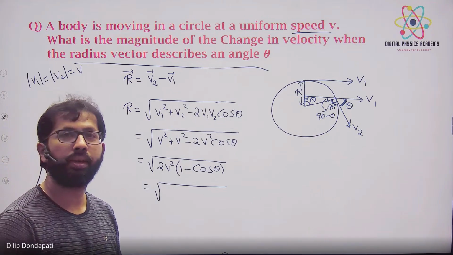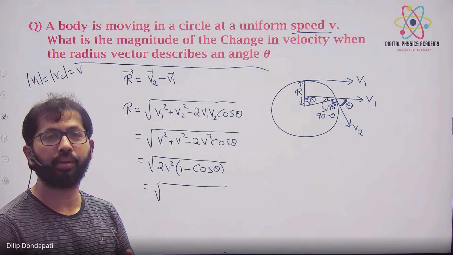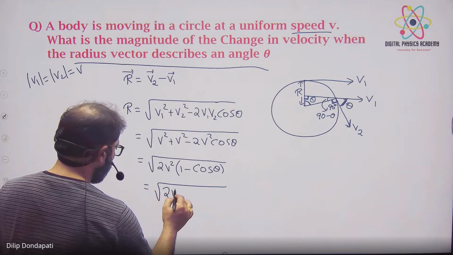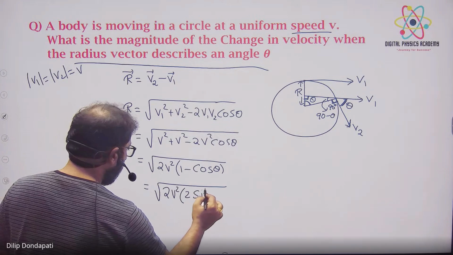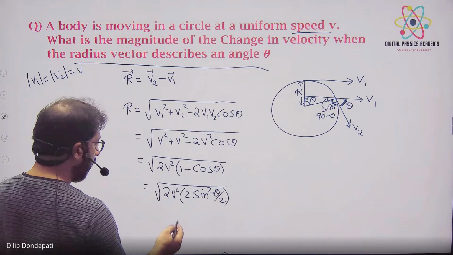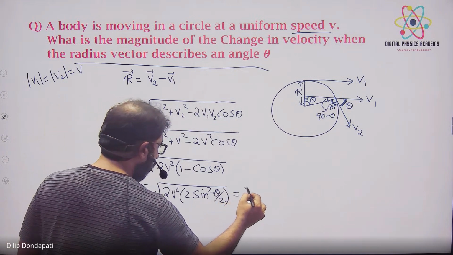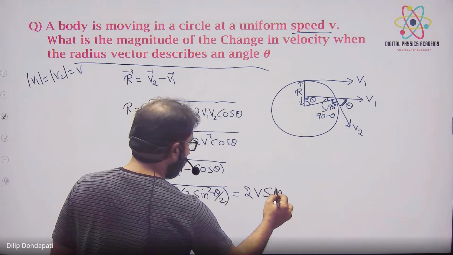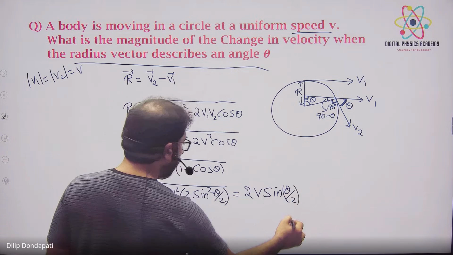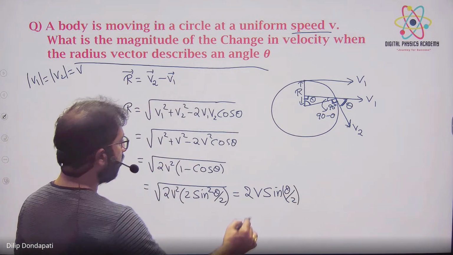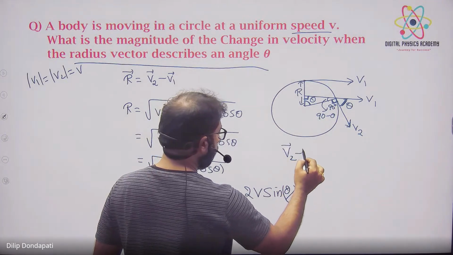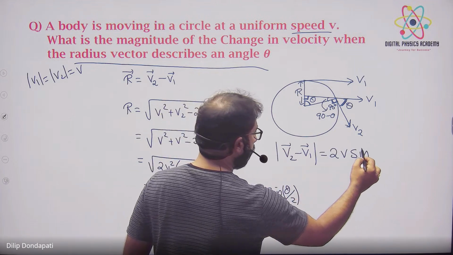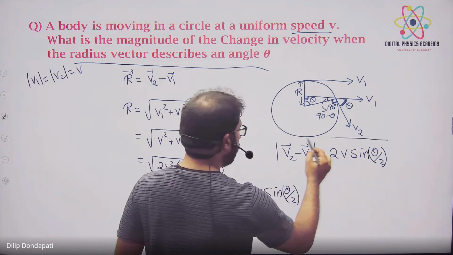Half angle formula: 1 minus cos theta is 2 sin square theta by 2. That is the formula. So 2v square into 2 sin square theta by 2, because in maths you will get the whole of trigonometry. So 2 into 2 is 4, the square root comes out as 2. v square comes out as v, and sin square comes out as sin theta by 2. So the change in velocity, meaning the magnitude of v2 vector minus v1 vector, is 2v sin theta by 2. This is the formula you have to use.